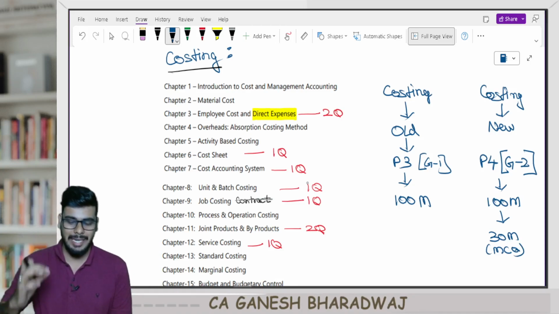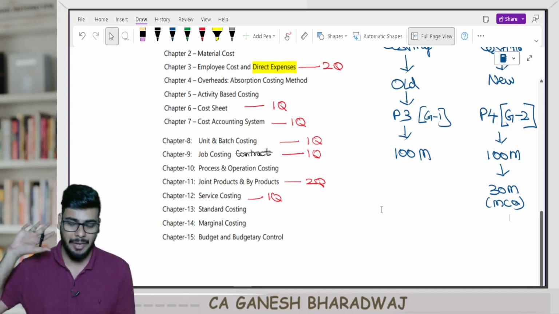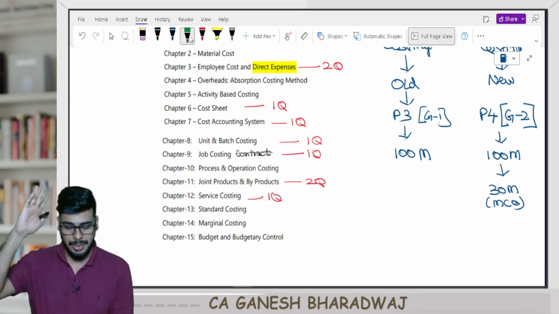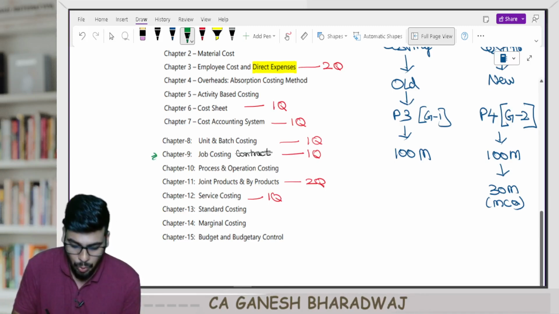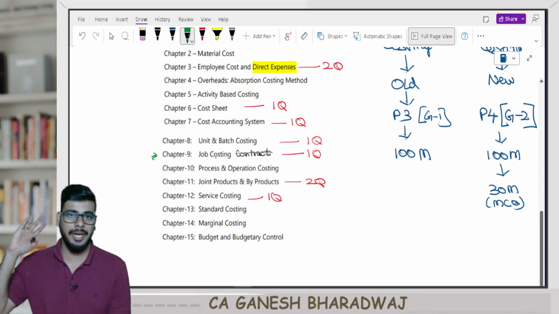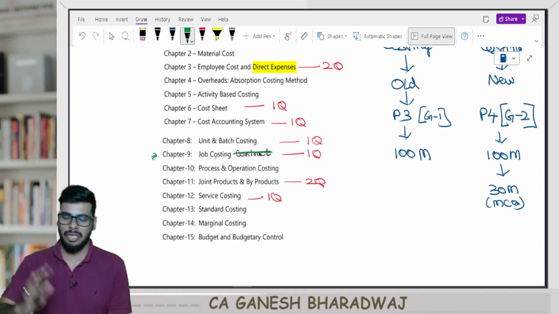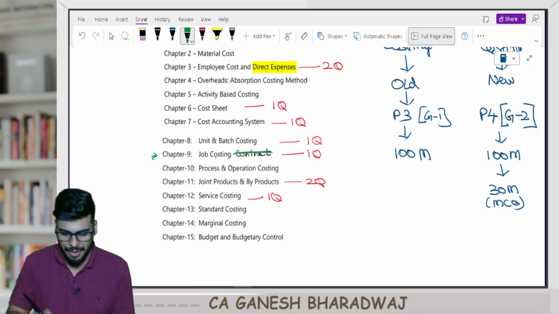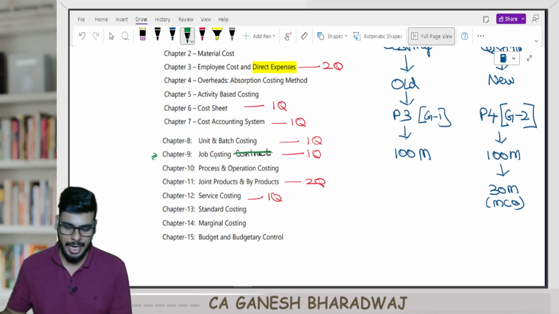Now, coming to the syllabus-wise difference, overall there are 15 chapters now, and earlier also there were 15 chapters. Sir, what are the changes? Under the old syllabus applicable up to November 2023 exams, chapter 9 had job and contract costing. For the new syllabus, they have removed contract costing fully. So contract costing is not applicable for the CA Inter costing new syllabus. Clear with this? They have removed one full portion of chapter number 9. Job costing is there; contract costing they have removed.